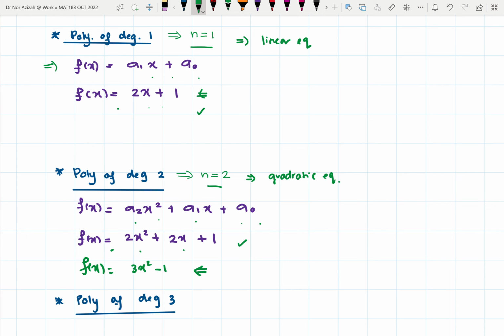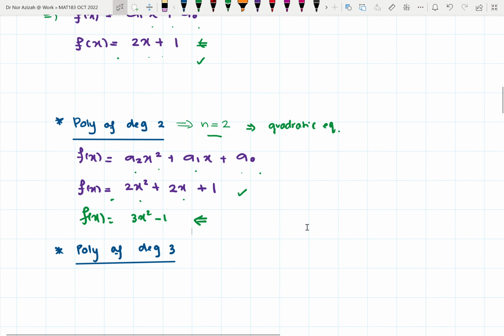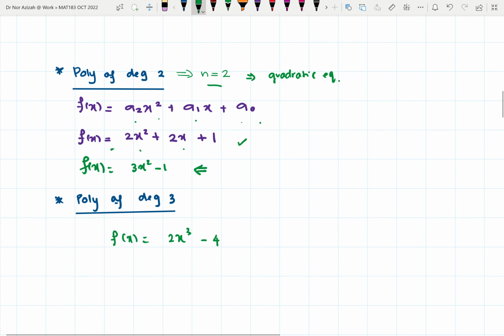Okay, so next, what is an example of a polynomial of degree 3? Let's say you have f(x) equals 2x to the power of 3 minus 4. This one is a polynomial of degree 3. Or you can have 3x to the power of 3 minus 2x squared plus x plus 1. It is also a polynomial of degree 3.